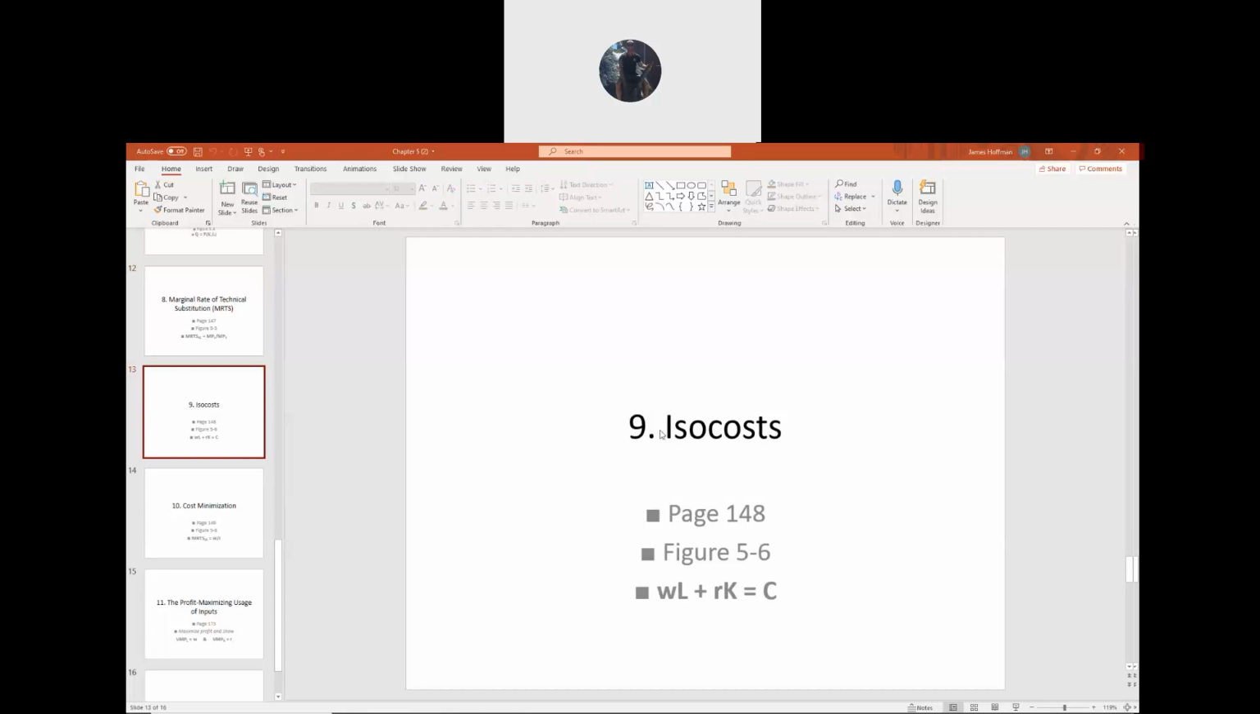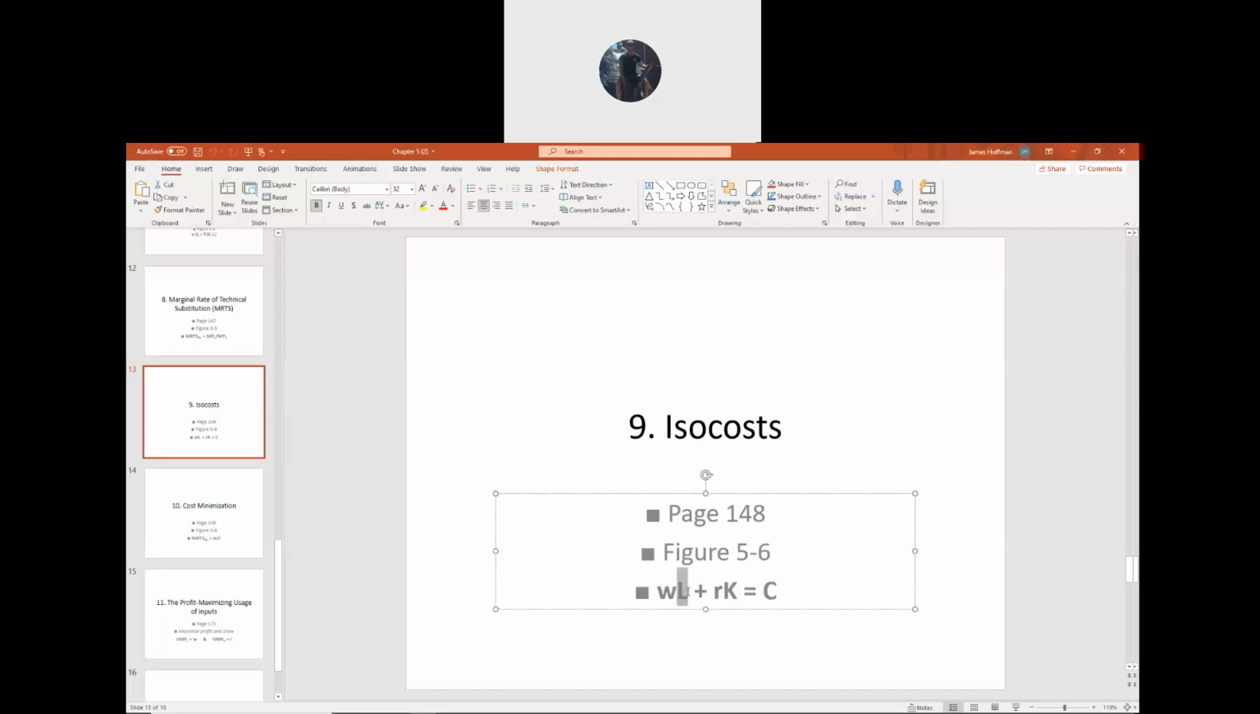Okay, isocosts. Another fancy word. This is kind of similar to the budget line for the consumer, where we define W as the wage rate, L is how much labor, and R is the rental rate of capital, how much it costs to use a unit of capital. So if we use this much labor at this price and this much capital at this price, then the total cost to the firm is this times this plus this times this, right?